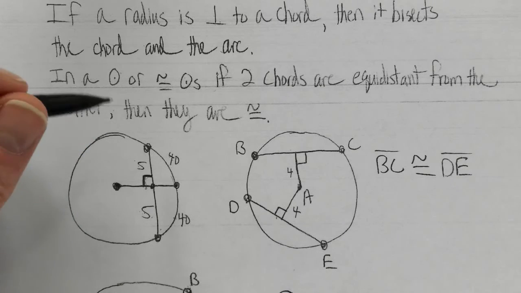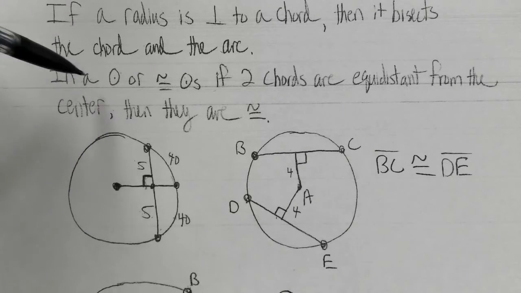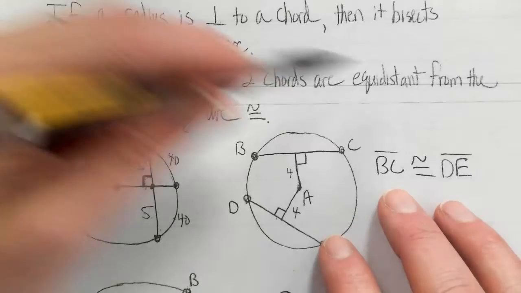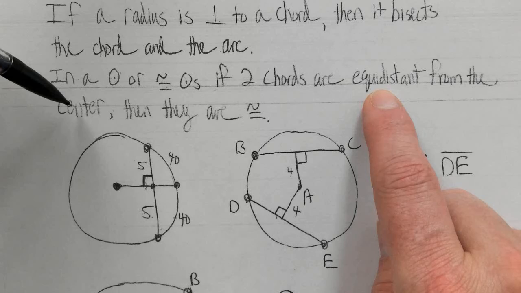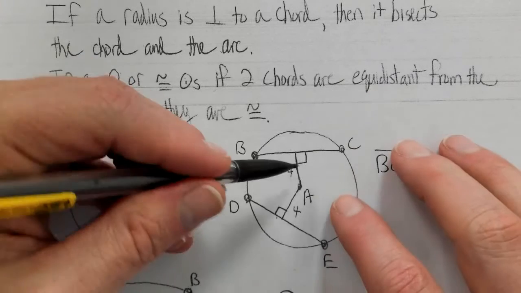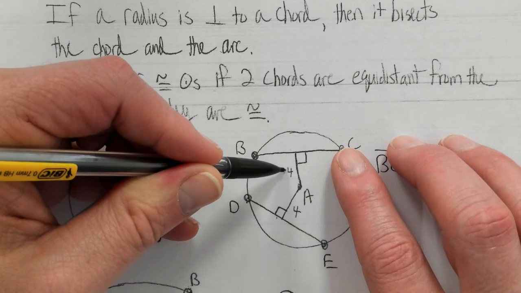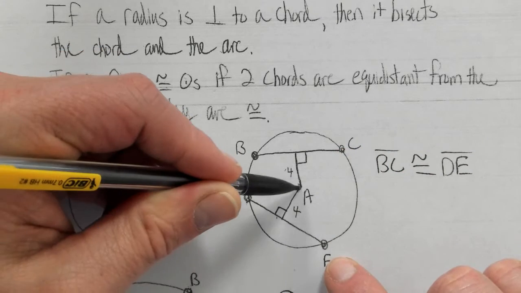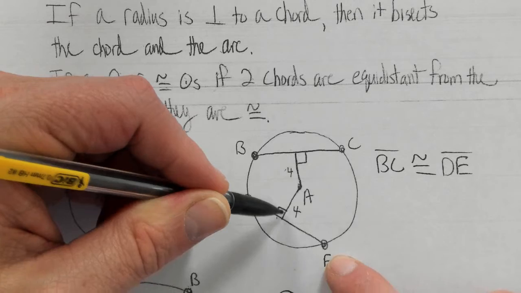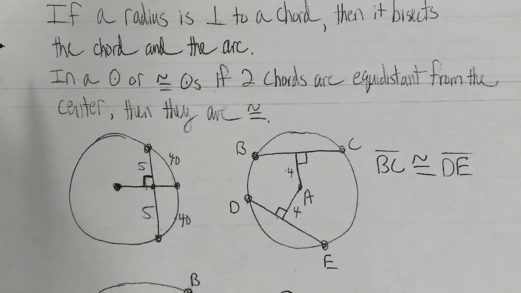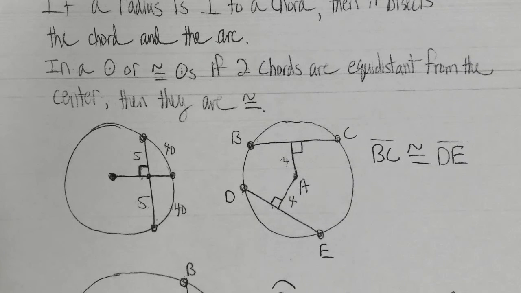All right. The next one says, in a circle or congruent circles, if two chords are equidistant, meaning the same distance away from the center, then they are congruent. So in other words, if this chord is 4 away from the center and this chord is 4 away from the center, then those two chords have to be congruent. They have to be the same length. So that's what these two theorems are saying, and we're going to use these throughout this section to answer some questions.